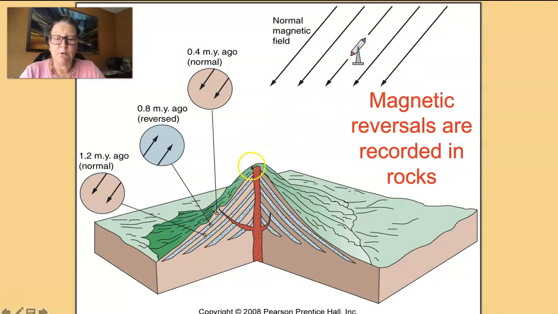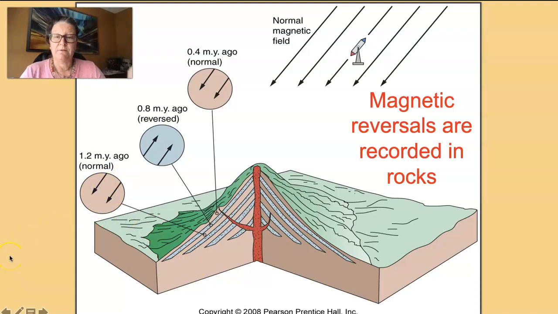So rocks erupted most recently here from this volcano 0.4 million years ago. Well, that is 400,000 years ago. And that's when we still had normal polarity. And so the little magnetic minerals in those rocks are still recording down into the north. 0.8 million years ago, or 800,000 years ago, we were in that reversed polarity chron. The little magnetic minerals in those rocks are going to record up and to the south. Going back in time to 1.2 million years ago, when we were back in a period of normal polarity, the minerals record down and to the north.